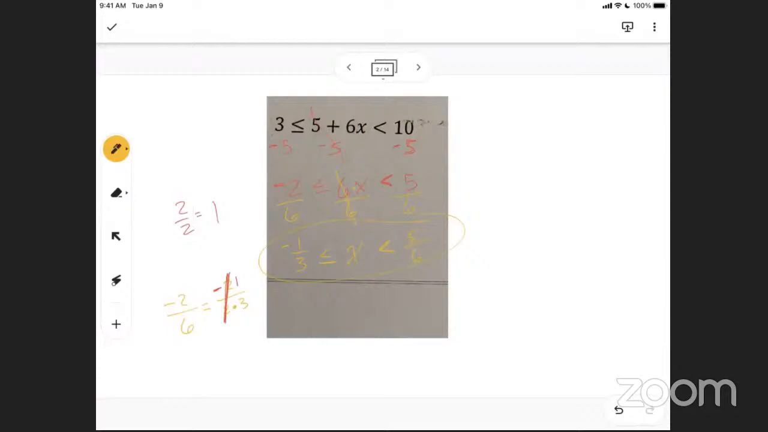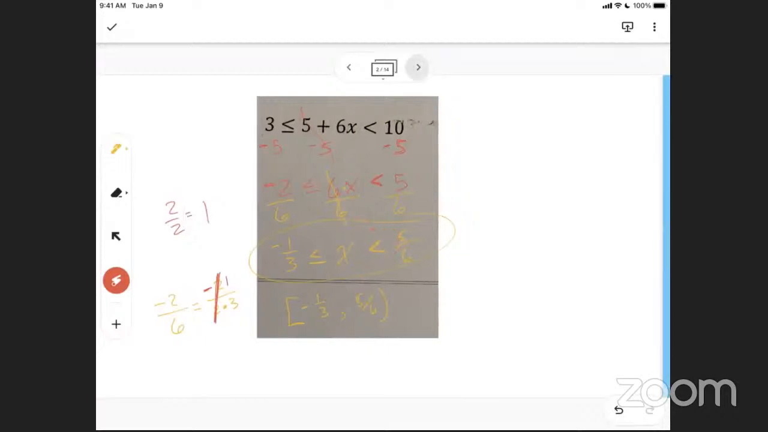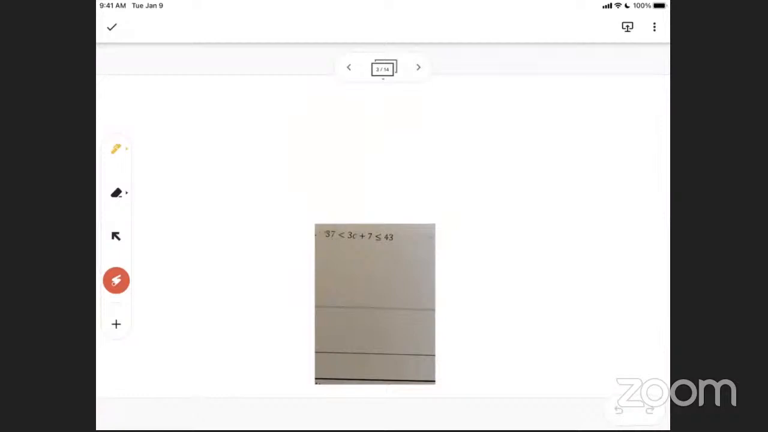Nope. Okay. If they did, just so you know, you would write it like this: a closed bracket on the left because of the equal to sign on the bottom, 1/3, comma, 5/6 with an open bracket on the right because there's no equal to sign. Yeah. That's how you would write that. I don't know if you've learned that yet, but you will very soon.